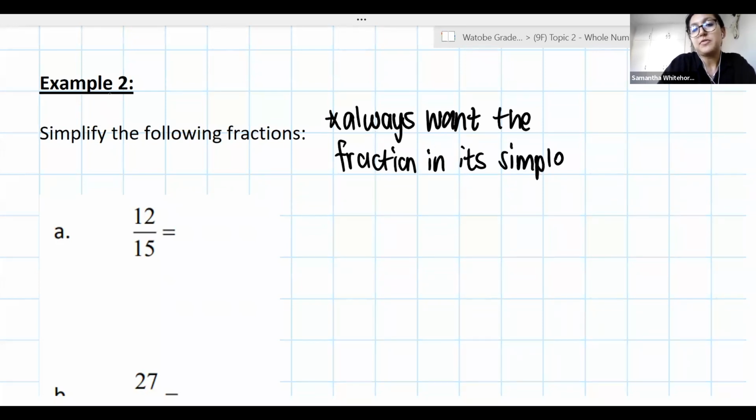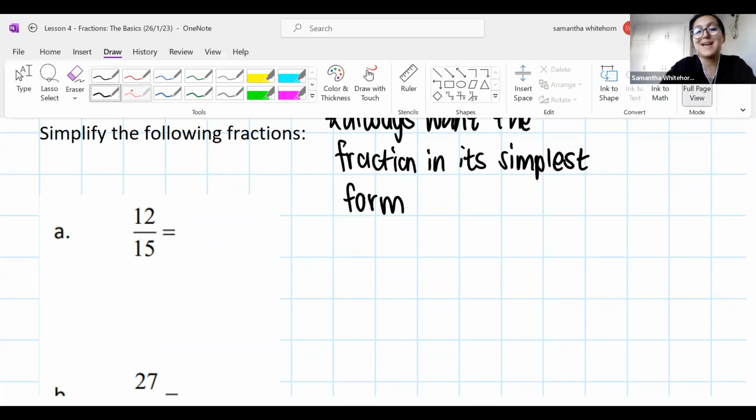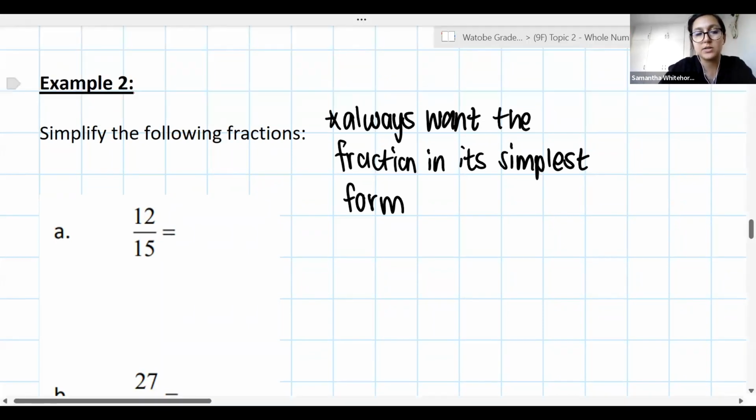Now, when we simplify fractions, basically what we want to do is ask ourselves, is there any number that I can divide into both my numerator and my denominator without a remainder? So I'm going to do the first one with you, and then you guys will try the rest. So if I look at my first fraction here, I've got 12 and I've got 15. So I want to ask myself, what number can I divide into both of those without a remainder? So basically, what is the highest common factor between 12 and 15?